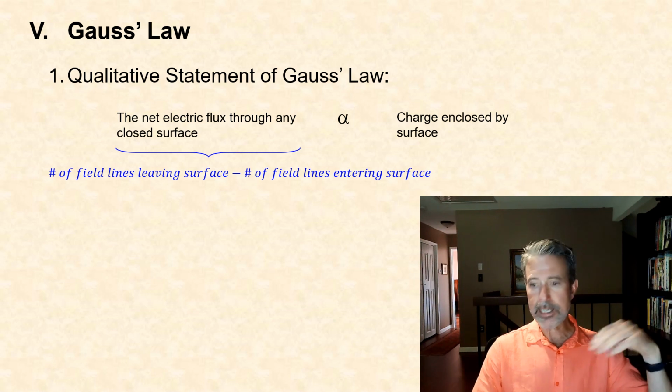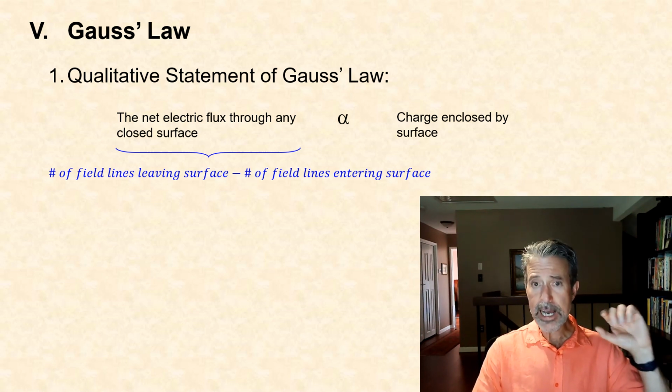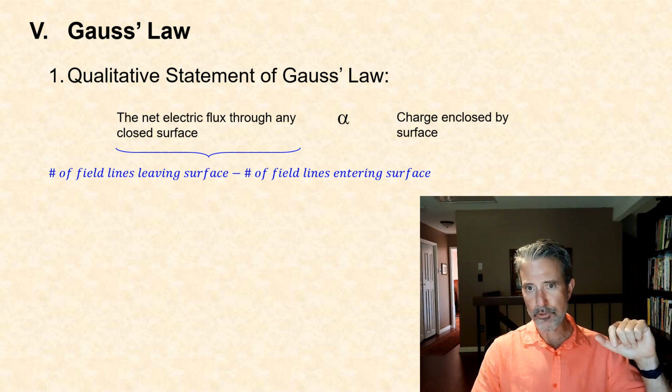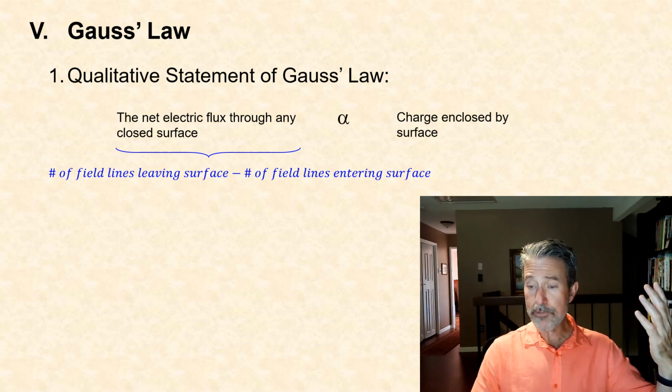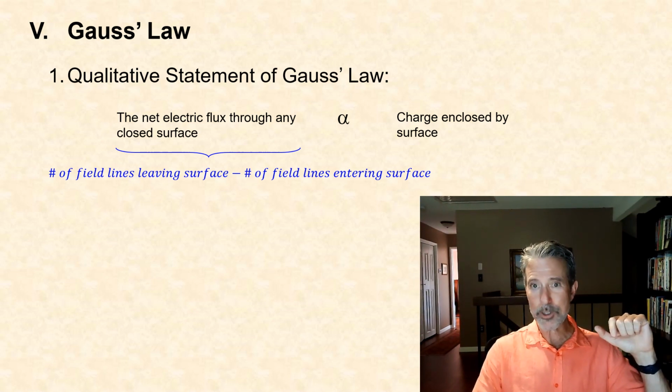Think about the example of the cube that we looked at previously, where there was no charge enclosed by that surface. In that case, we saw that the net flux was 0. Why? Because for every electric field line that entered the surface, there had to be one field line that left the surface, giving us no net flux. Now, if charge happened to be enclosed by that surface, and we did not look at this case, then the net flux would not be 0.